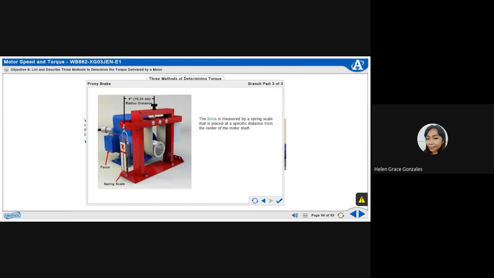The force is measured by a spring scale that is placed at a specific distance from the center of the motor shaft. This is the radius distance. The force reading from the scale and the radius distance are used to calculate the torque.